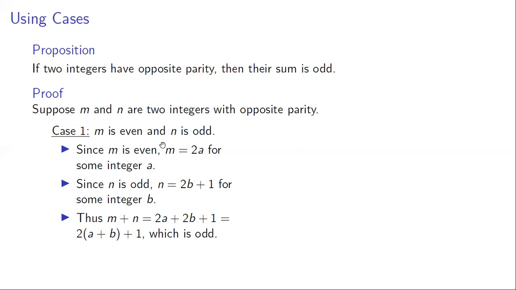That's where m is even and n is odd. But now we have to do case 2. Case 2, let's say, is where m is odd and n is even. Notice case 1 and case 2 together cover all possibilities, because if m and n are two integers with opposite parity, then I must have either that m is even and n is odd, or on the other hand, that m is odd and n is even, right? So those two cases cover all possibilities.